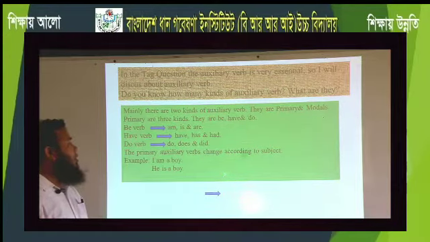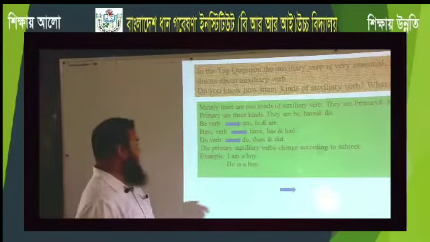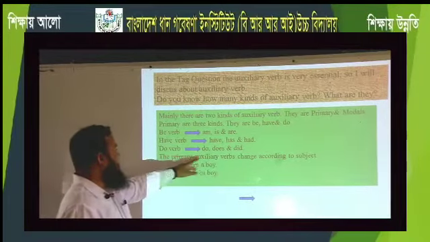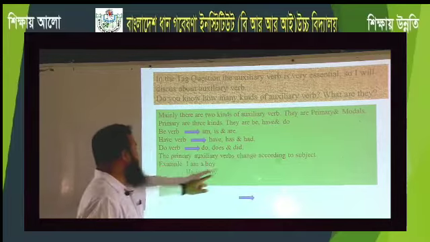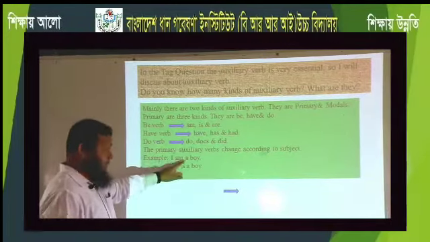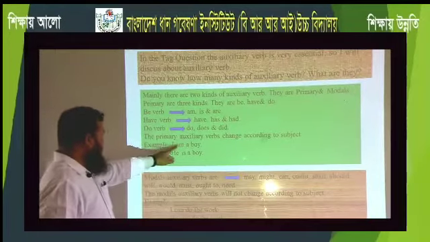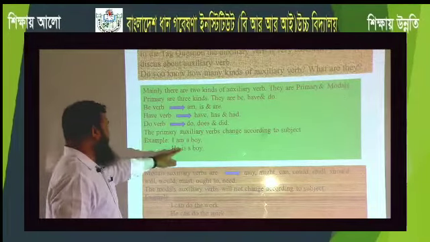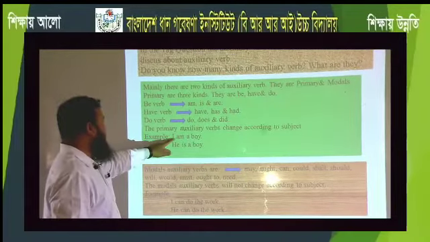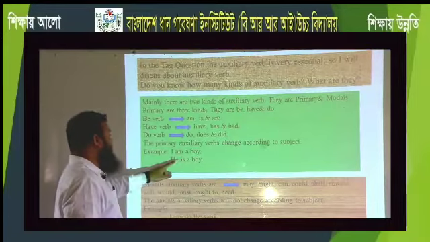I think you all have an idea about these topics from your previous classes. Then the primary auxiliary verbs change according to the subject. Example, I am a boy, he is a boy. Here, according to the subject we use am after I, and is after he.